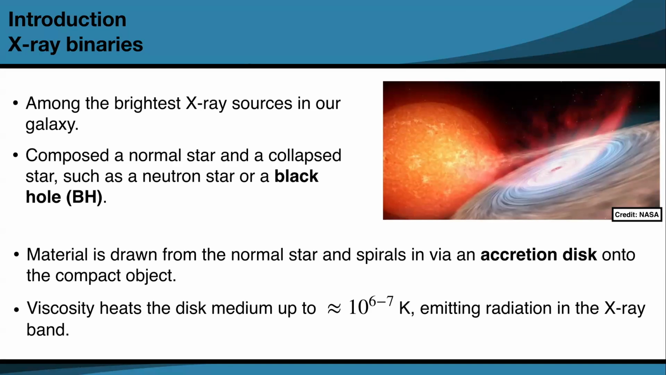Because of the viscosity between adjacent layers, adjacent rings of the accretion disk, the temperature of the inner regions of these structures can reach very large values, up to 10^7 Kelvin. And thus, this temperature allows this structure to emit radiation in the X-ray band.